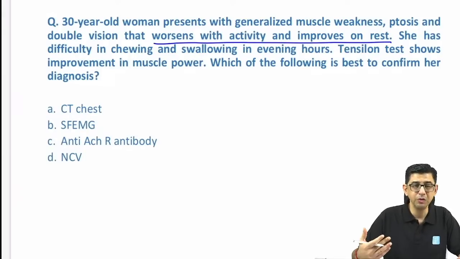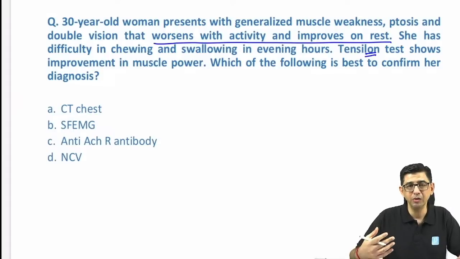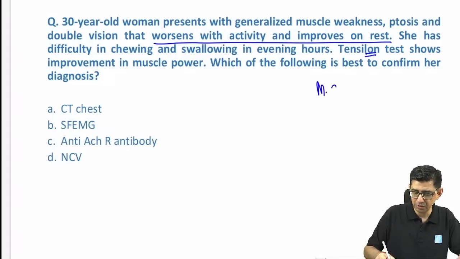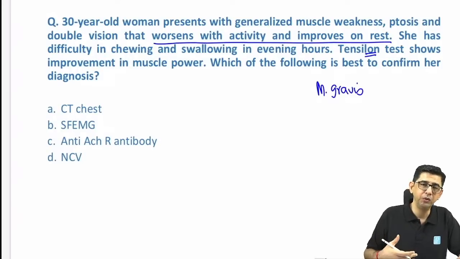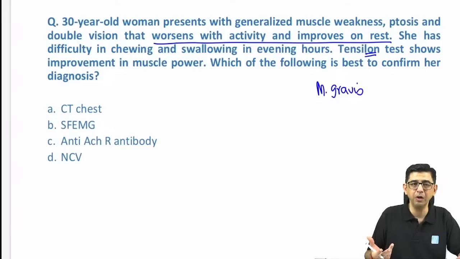And the question also helped you regarding the tensilon test per se. The question said the tensilon test shows an improvement in muscle power. So it is a two-step question. I mean, you just have to work out the diagnosis of myasthenia gravis and then come to the correct answer. That would be either a repetitive nerve stimulation or a single fiber electromyography.